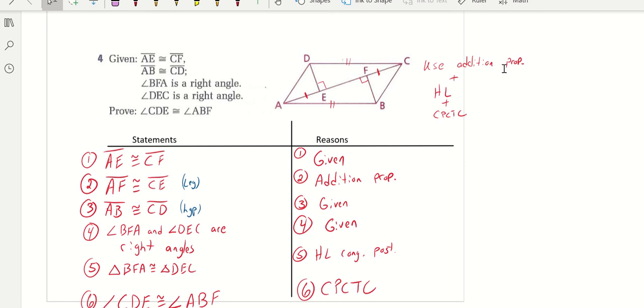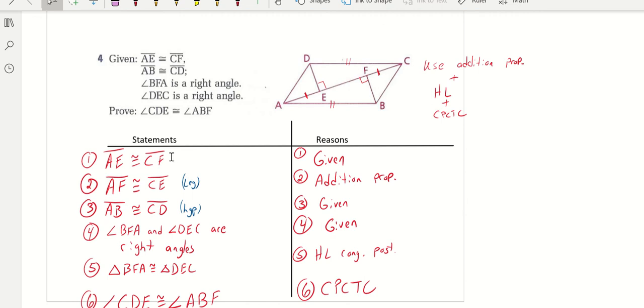So our plan is to use the addition property. Then we're going to show these two triangles are congruent using hypotenuse leg. So the top triangle DEC congruent to the bottom triangle BFA. That's hypotenuse leg. And then we're going to use CPCTC, corresponding parts of congruent triangles are congruent, to show that CDE is congruent to ABF.